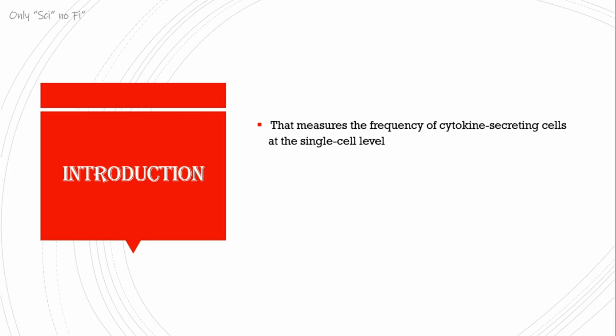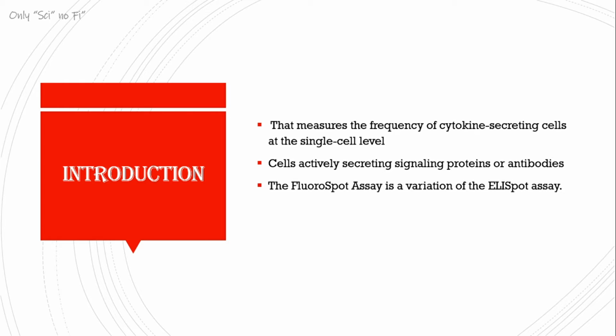So, while I was talking about ELISA, ELISA measures antigens or antibodies in the particular sample. ELISPOT measures the frequency of cells secreting certain cytokines, or not only cytokines but also some signaling proteins or antibodies secreted by the cells. There is a variation of ELISA which uses fluorescent compounds rather than enzyme substrate complexes to observe the particular reaction.